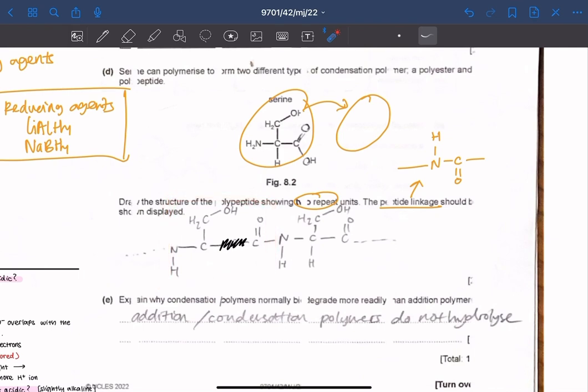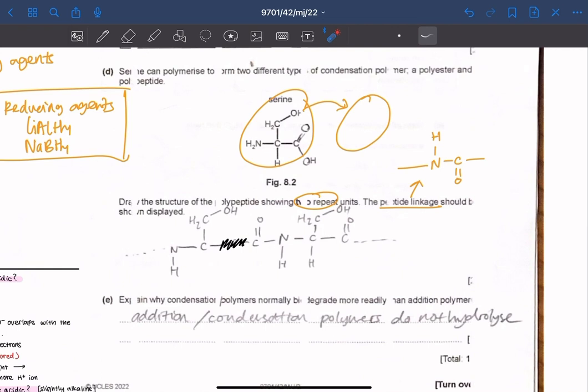So only 3 carbon atoms. So C to C, C to C, and then bonded to CH2OH, and then bonded to double bond O, which this one, the OH will be gone, and the H atom from another, this is NH2, NH, and then this H atom of another serine molecule will bond with the OH of another serine molecule to form H2O as a byproduct, and a peptide bond will form between them.